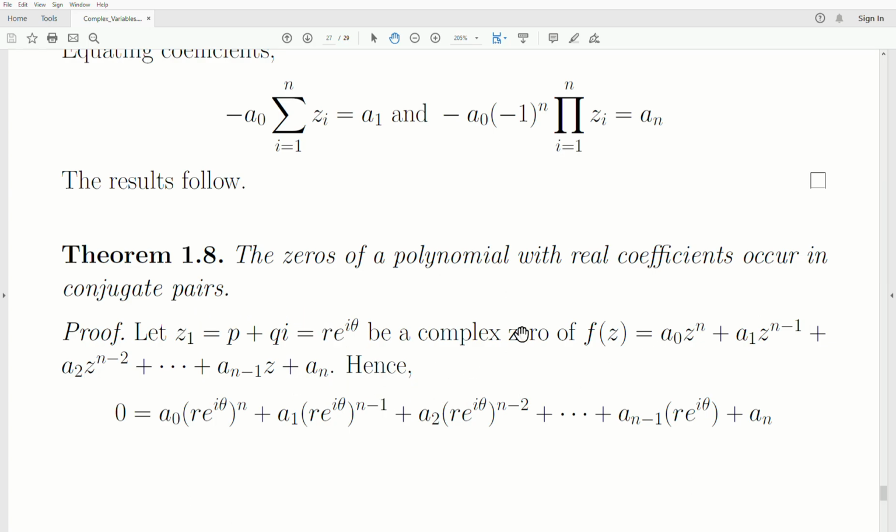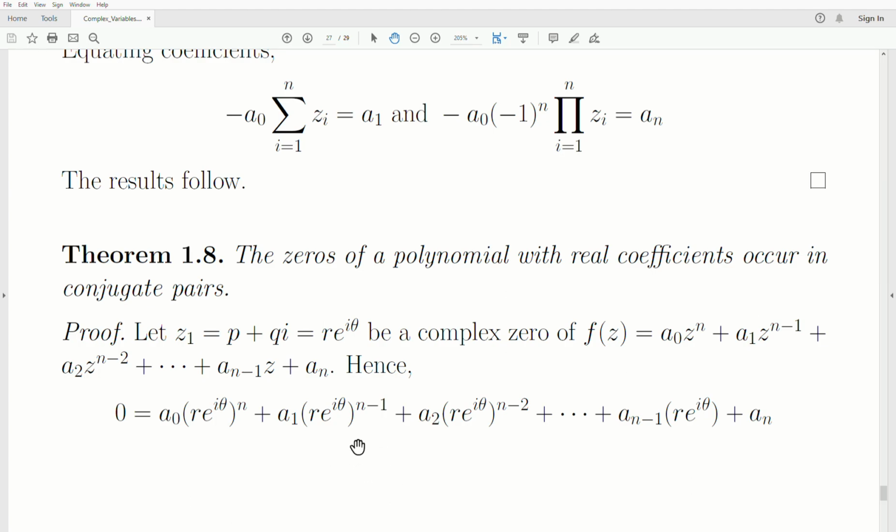Notice that the coefficients are real, so all the a's are real numbers. We want to show that the complex conjugate of z1 is also a root of this equation. Now there's one piece in this theorem, and I'll point it out, that we haven't proved in this playlist.